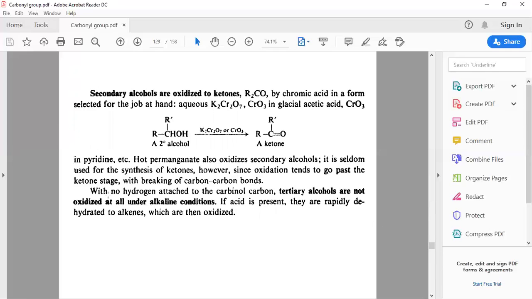So you can just read over here, with no hydrogen attached to the carbonyl carbon. You can see here the secondary alcohol contains the proton. This is the carbonyl carbon and therefore it gets oxidized to ketone. But in case of tertiary alcohol, there will be one more substitution over here. In that case, since it does not contain the free proton, it will not undergo oxidation reaction and the product will not be formed.